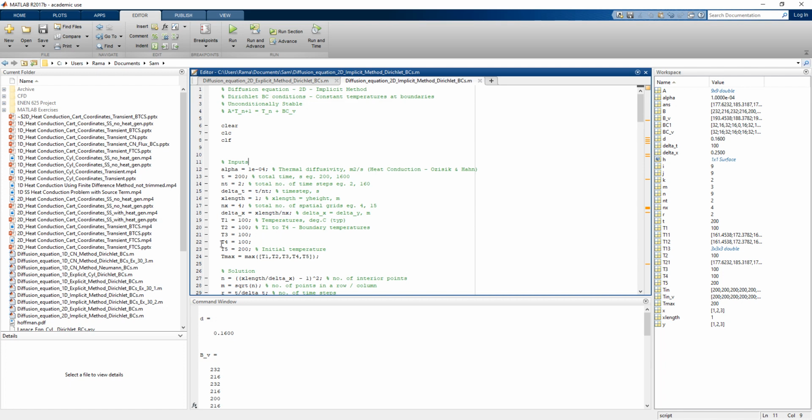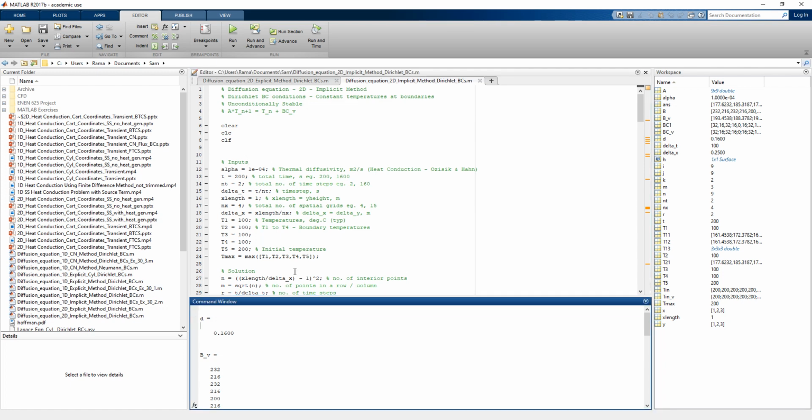The temperatures shown here as T1, T2, T3 and T4 are the boundary temperatures at the 4 sides, and they are maintained at 100 degrees Celsius. The initial temperature is shown by T5 and is shown as 200 degrees Celsius. We'll now run our MATLAB program.